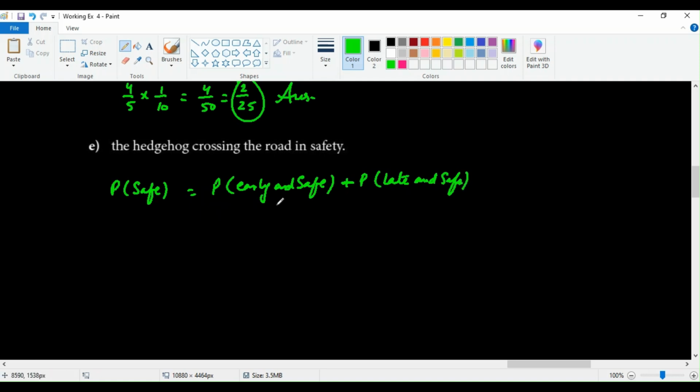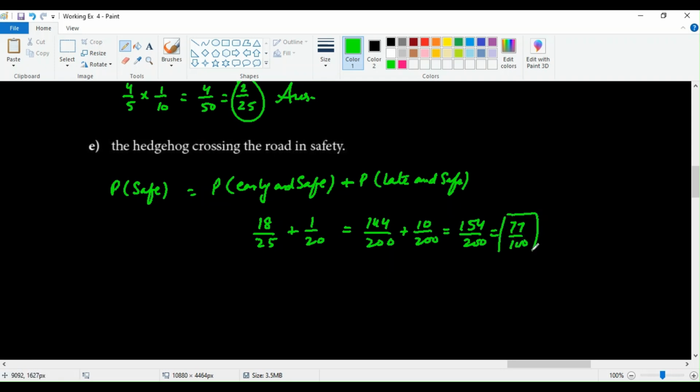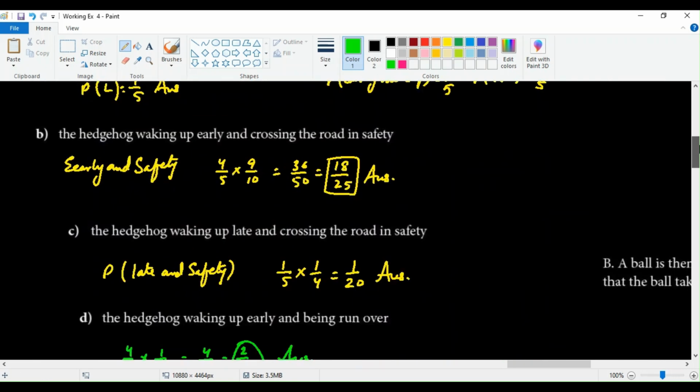We already got the answer for the first part, so it is 18 over 25, and for the second part it is 1 over 20. So once we simplify this, we are going to get 144 over 200 and add it to 10 over 200. So it's going to be 154 over 200. Once simplified, it gives us 77 over 100. This is the answer for this part of the question. Moving on to question number 15.